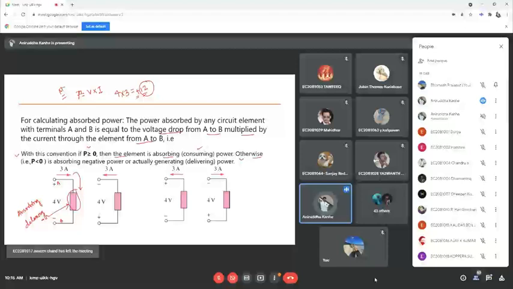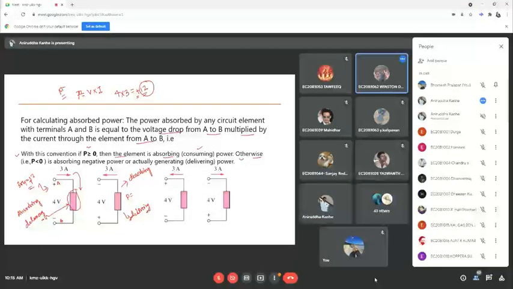Similarly, here also you can see. Can anyone tell me where this is absorbing? I hope this is understood by everyone. This is 3 into 4, that is 12 plus 12. Can anyone comment on this circuit, whether it is absorbing or delivering? What is the power here?